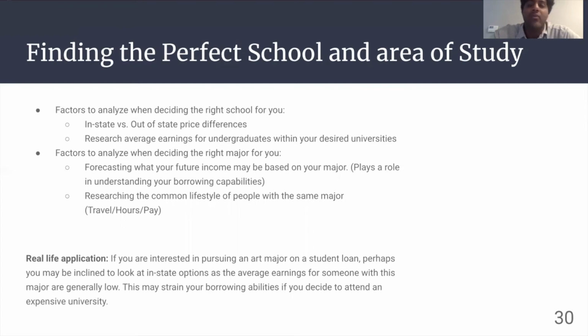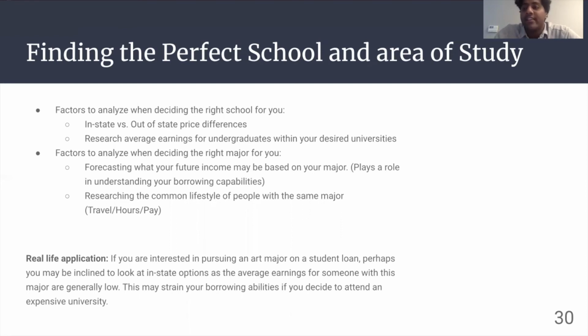So let me give you a real life example of, let's say, a student pursuing an art major and he or she is on student loans. Perhaps they might be more inclined to look at in-state options for college simply because art majors aren't projected to make much after they graduate from college. And because of that, they might not have the borrowing capabilities to allow them to go to an out-of-state college. So it might be way smarter for them to just stay in state and save up that money.